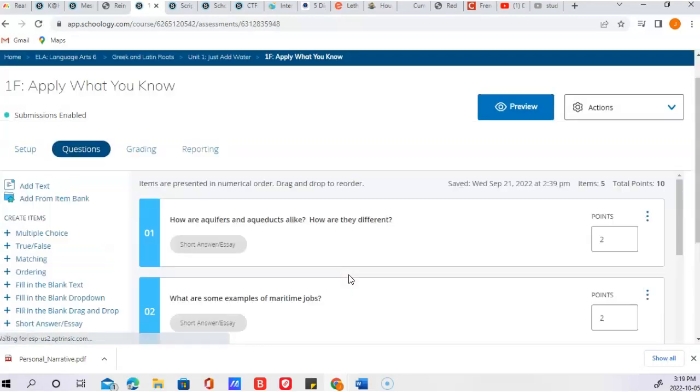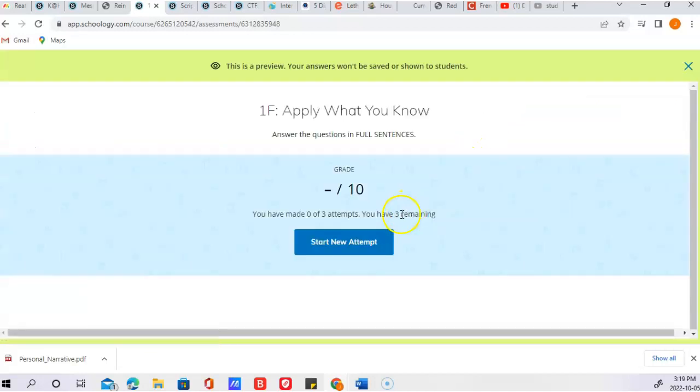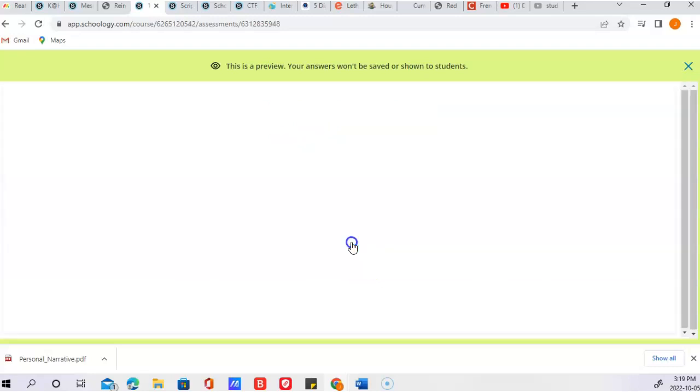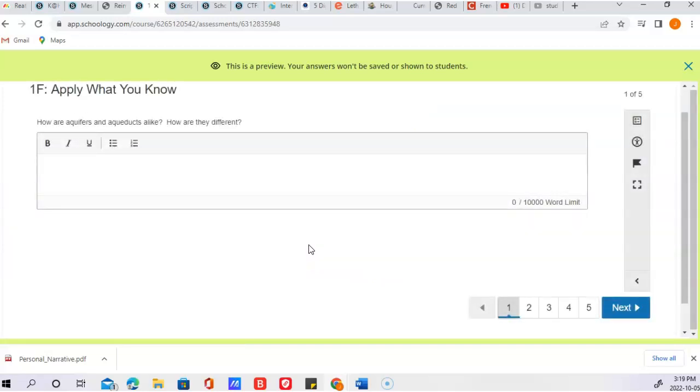Section F is to apply what you know. In this one, you're going to answer the questions in full sentences. If it's not a full sentence, you're going to have marks taken off. You'll notice that I marked the whole thing out of 10, but there's only 5 questions here. That's because 1 mark will be for getting the answer correct, and the other mark will be for giving me a full sentence.